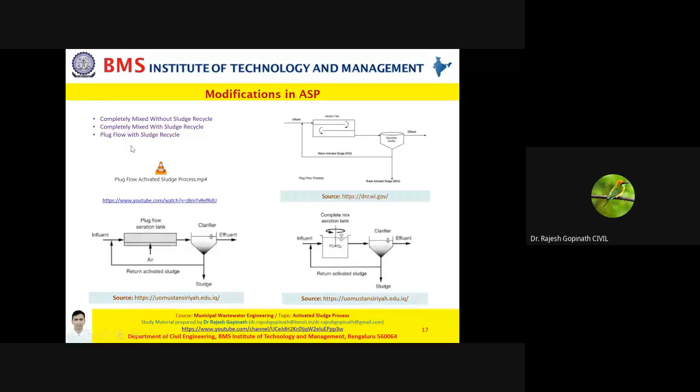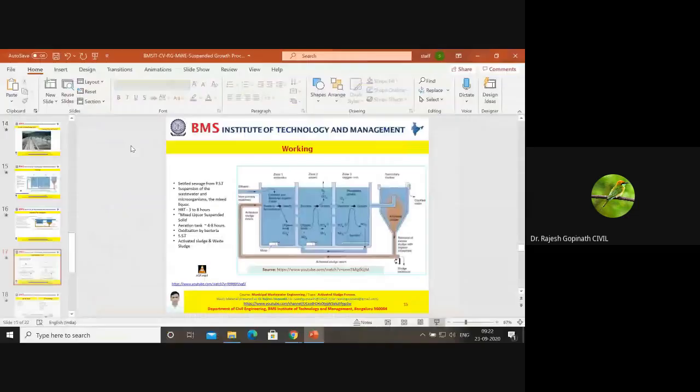The third one is your plug flow, where again sludge is being recycled. I'll show you a very simple video to make you understand what is plug flow. In simple words, when I say plug flow system, there is no forward or backward intermixing, and of course the concentration is not uniform. Let's have the small video to enhance your understanding.